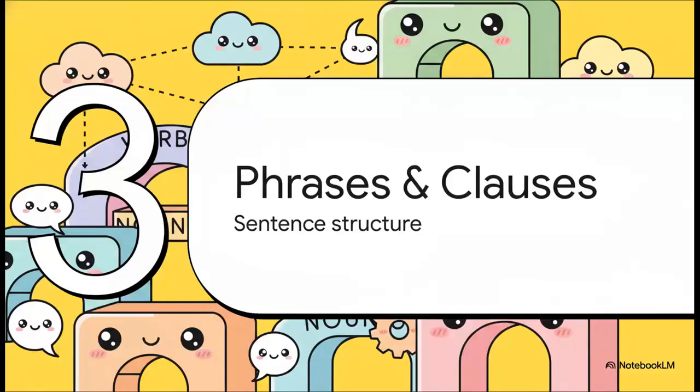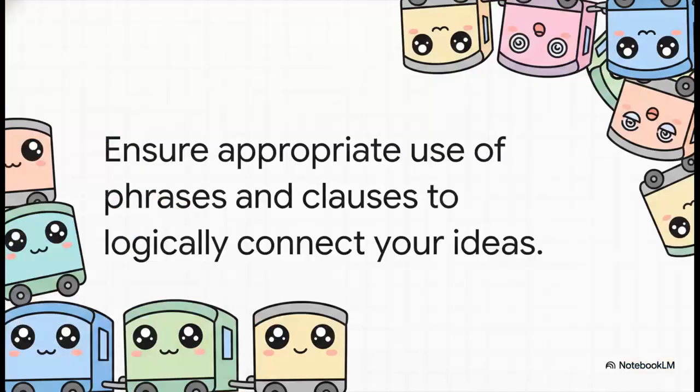Moving right along to Section 3, Phrases, Clauses, and Structure. This is all about building your sentences. Once you have your spelling accurate and your verbs agreeing, you have to connect your ideas logically, which brings us directly to error number 5, struggling with the appropriate use of phrases and clauses.